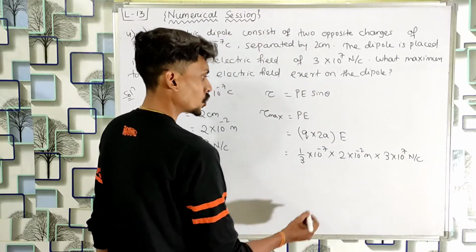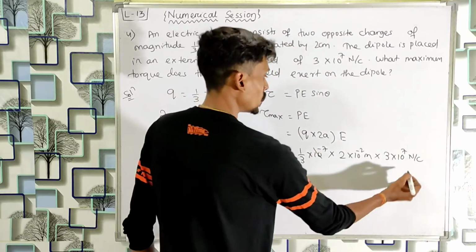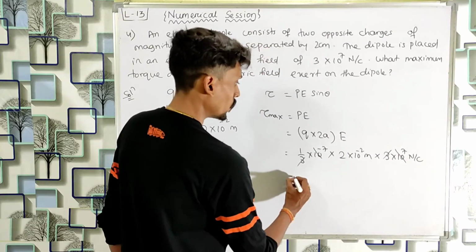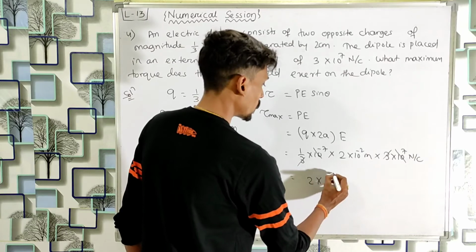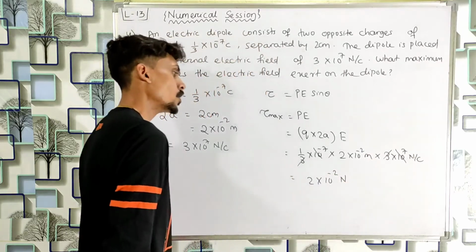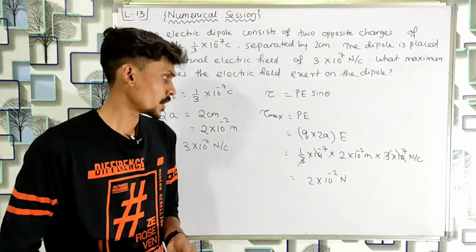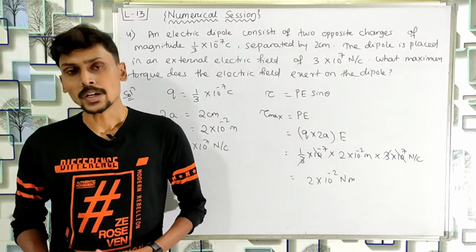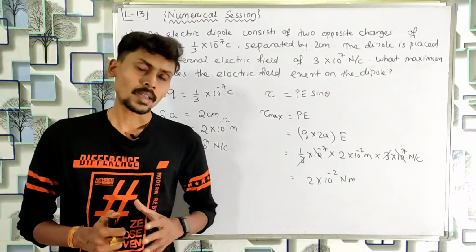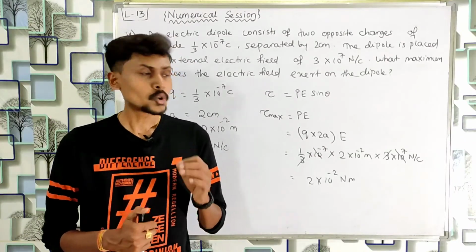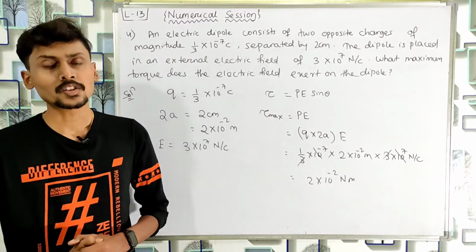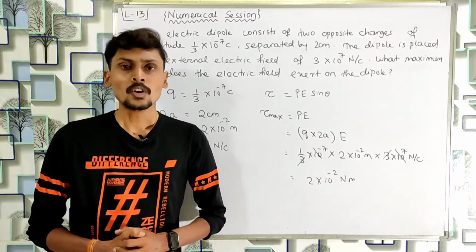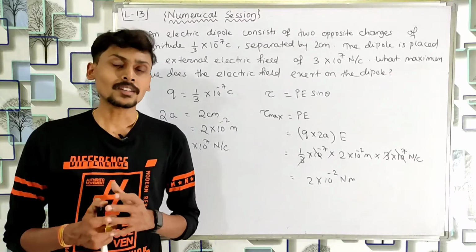Is that clear? So 10 to the power minus 7 and 10 to the power plus 7 will cancel, 1/3 and 3 will cancel. So you will get 2 into 10 to the power minus 2. The unit of torque is Newton into meter. So the maximum torque acting on the dipole is 2 into 10 to the power minus 2 Newton into meter. So in this way you can solve this question. And now we'll proceed to the next and the last question.